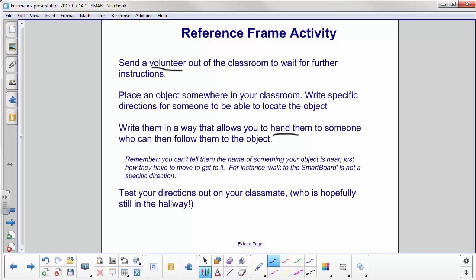However, a couple more rules. You can't tell them where it's near. You can just say how they have to move to get to it. For example, walk to the smartboard is not a specific direction. So then bring your classmate back in, give them the sheet of directions, and ask them to find the object.